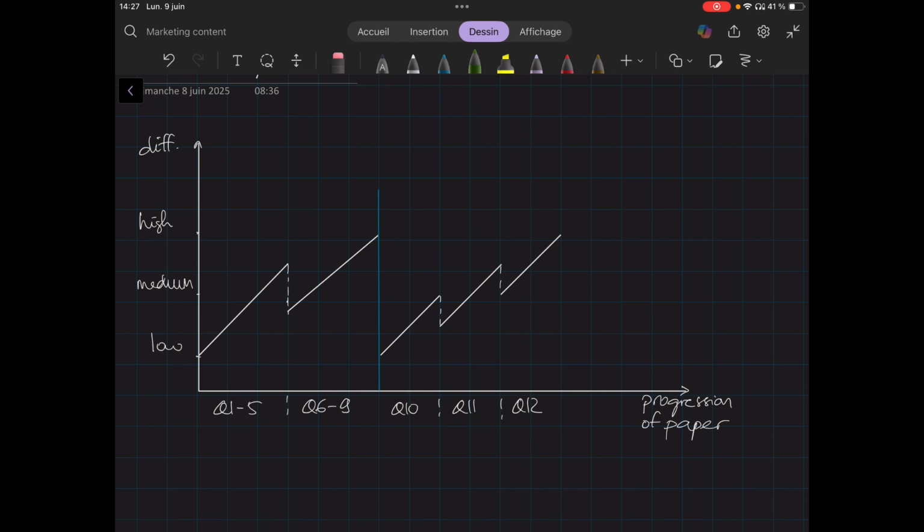The difficulty of the exam can be broken up into several parts. Within section A, I decided to split it into two parts. Questions 1 to 5, which mostly consist of the SL questions, and questions 6 to 9, which are mostly HL only questions. Question 10 is a crossover, so it's going to be an SL question with an HL part, and questions 11 and 12 are HL only.